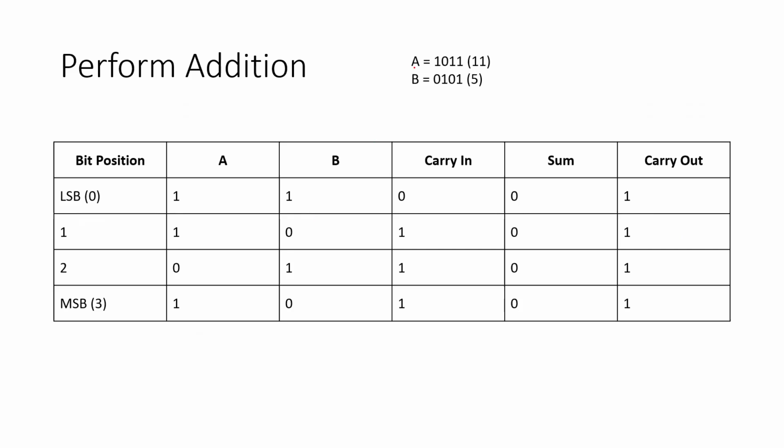For example, A is 1011. Okay, and B is 0101. So for this one I need one full adder, for this one I need one full adder, for this one one full adder, and for this one also one full adder. Okay, this is the concept. We are going to see the diagram also. Now we can add both of them.